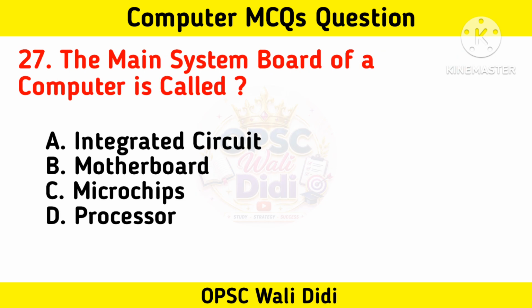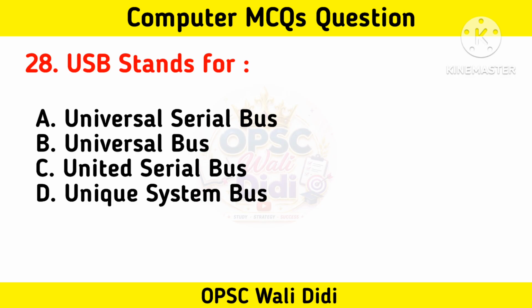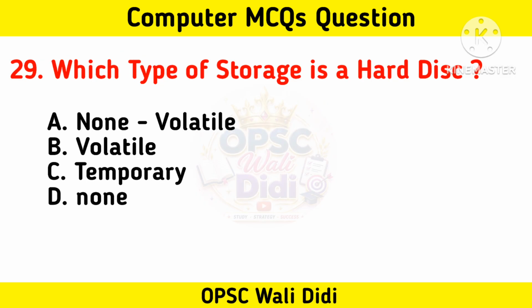The main system board of a computer is called. The correct answer is motherboard. USB stands for. The correct answer is Universal Serial Bus. Which type of storage is a hard disk? The correct answer is non-volatile.